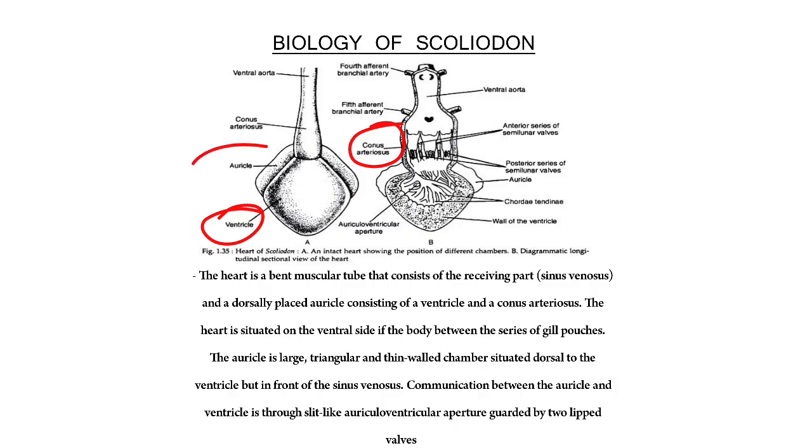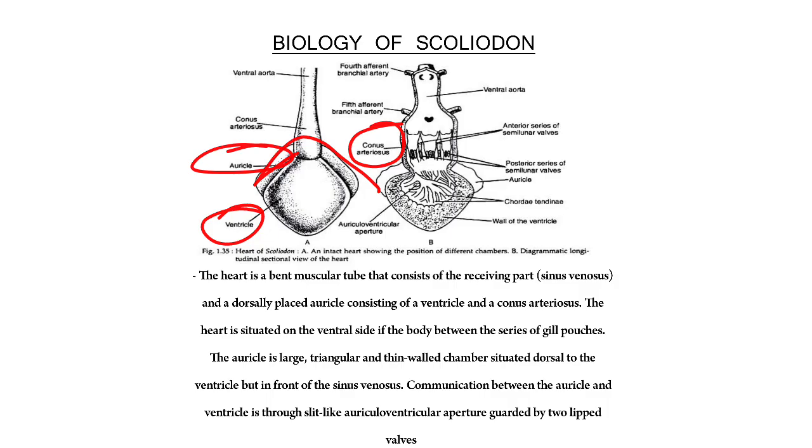You see, the auricle is large. Their auricle is large and it is triangular. Can you see? The auricle is a triangular, thin-walled chamber situated at the dorsal of the ventricle. So it is at the back of the ventricle that we can find the auricle. It is large and triangular, but it is found at the back of the ventricle and at the front of the sinus venosus. What is the sinus venosus? The sinus venosus is the receiving part of the heart.